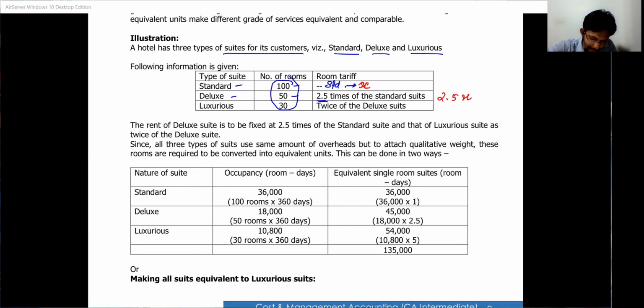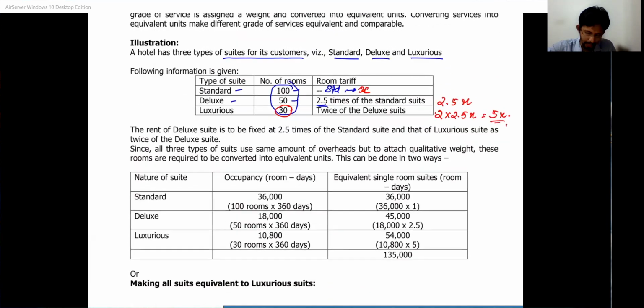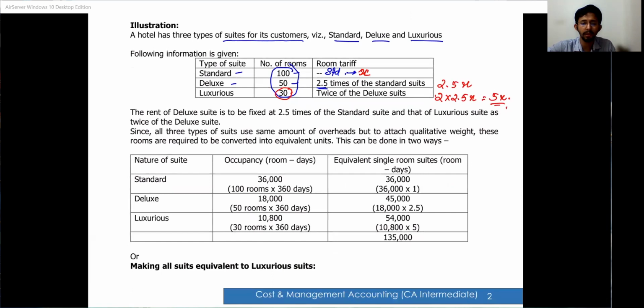Okay. Now, in the case of luxurious, you have 30 rooms. It is twice the rate of deluxe suites. Deluxe suites is 2.5. So 2.5 into 2x. So that is 5x. Okay. Now, what is the requirement? The requirement is to compute the equivalent cost unit. Okay. Now, how you have to compute in the equivalent unit? See, here you have 3 types of suite rooms: standard, deluxe, and luxurious.